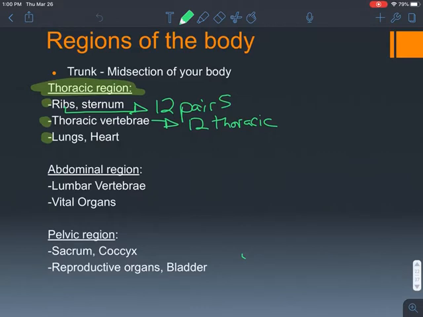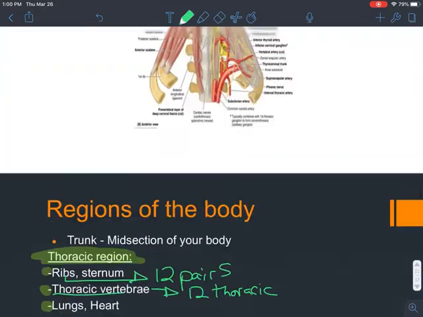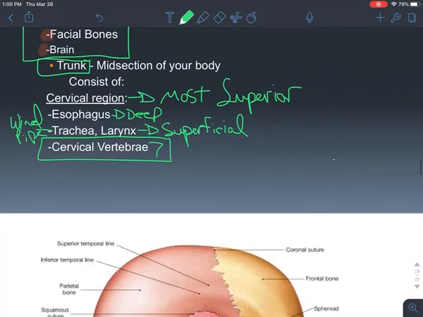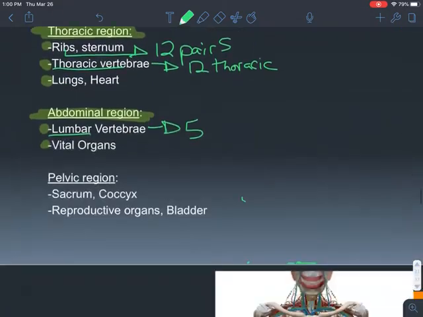And then your lungs and heart, obviously. And then moving inferior to your thoracic region, you have your abdominal region. In your abdominal region, you have lumbar vertebrae and vital organs. Your lumbar vertebrae, you have 5. If you notice, this is the only region where the vertebrae are named something else, right? Thoracic has thoracic vertebrae. Cervical has cervical vertebrae. But the abdominal has lumbar vertebrae, and you only have 5 of them.